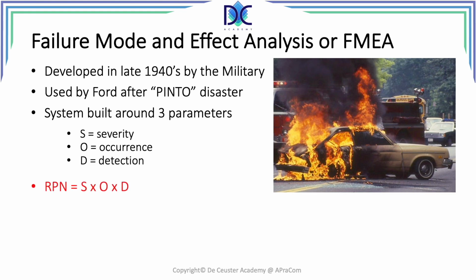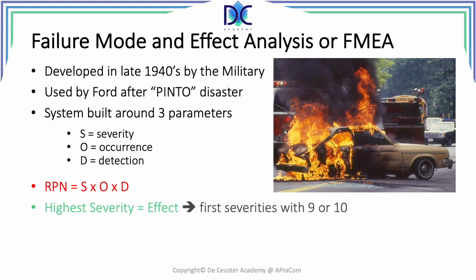Now, we call the RPN the product of severity, occurrence, and detection. That's the RPN value that we can calculate, and of course, the higher the RPN value, the higher on the list the risk is. But it's not as simple as that.